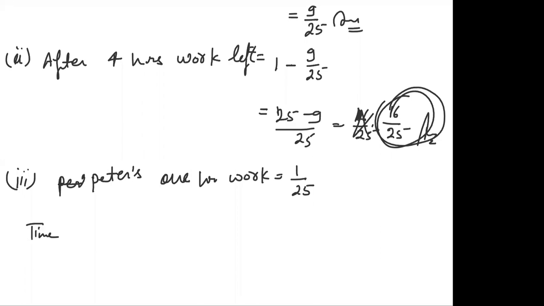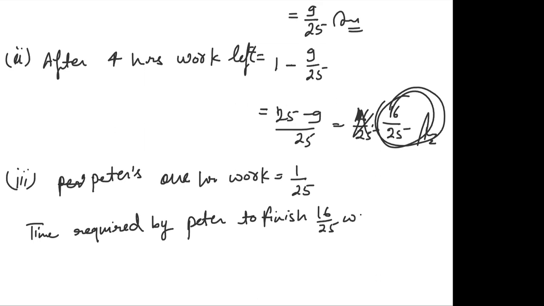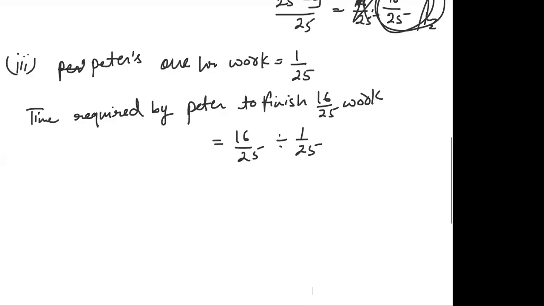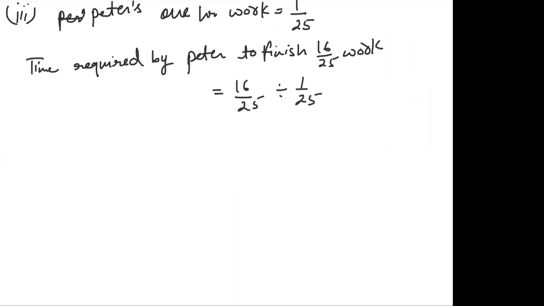So Peter's 1 hour work is 1 upon 25, and if he wants to do 16 upon 25 work, the time required by Peter to finish 16 upon 25 work, what you have to do, just divide 16 upon 25 by 1 upon 25. Do this and find the answer. 16 upon 25 divided by 1 upon 25. Do it and find the answer now.